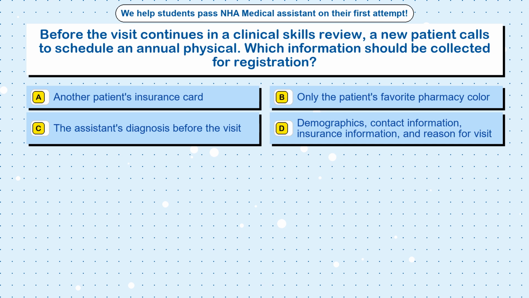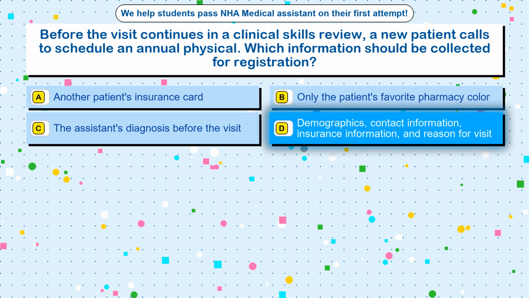Question 96. Before the visit continues in a clinical skills review, a new patient calls to schedule an annual physical. Which information should be collected for registration? Option A, another patient's insurance card. Option B, only the patient's favorite pharmacy color. Option C, the assistant's diagnosis before the visit. Option D, demographics, contact information, insurance information, and reason for visit.